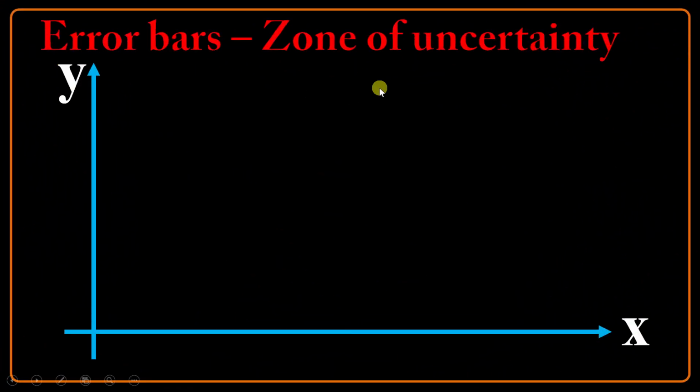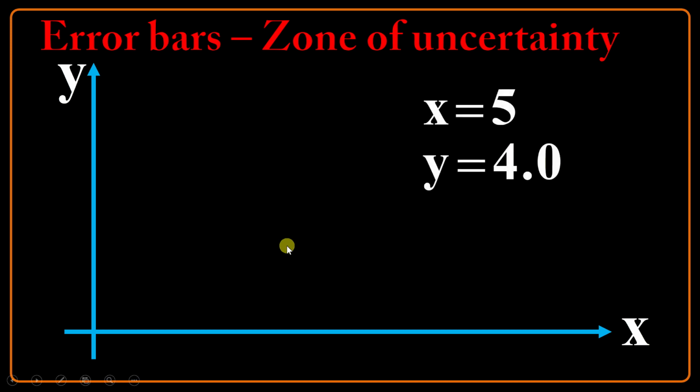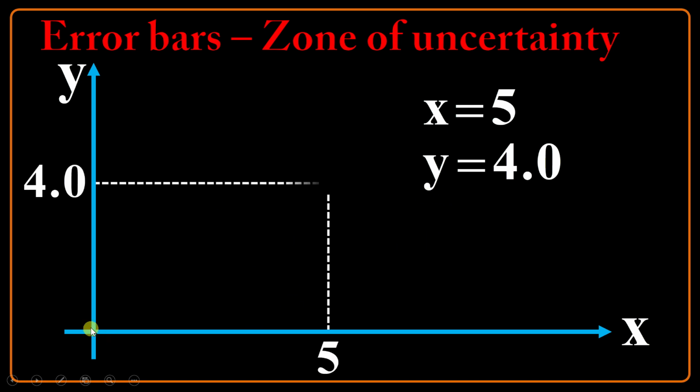Error bars, zone of uncertainty. This is a coordinate system of y versus x. Y and x could be arbitrary quantities. If they are quantities, I should measure them. If I make a measurement, I may have a value for x like 5 and a value for y like 4. How should I specify that measurement in this coordinate system? It's very easy. I should go 5 steps to the right and 4 steps upwards and then specify that point. But you know this is not a mathematical point to be that exact.